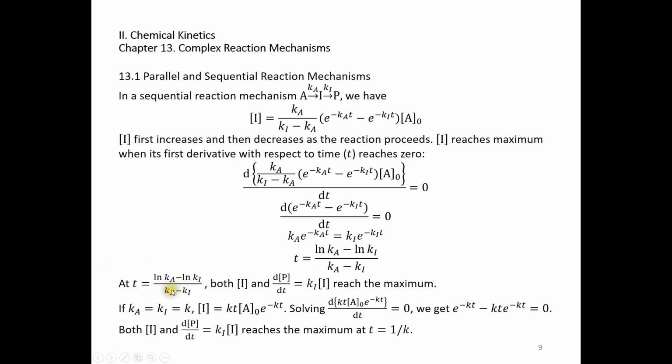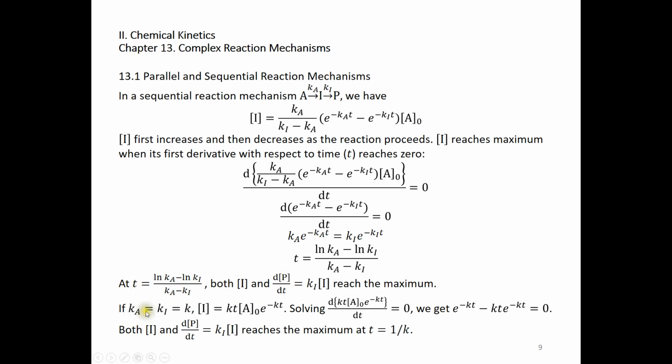So at a time like this, both I and Ki·I reach the maximum. And Ki·I is just dP/dt. That means the production rate of P reaches the maximum when time equals this, (ln Ka minus ln Ki) over (Ka minus Ki). This is when I reaches the maximum. This is when Ki·I reaches the maximum. Therefore, it's also when dP/dt reaches the maximum.